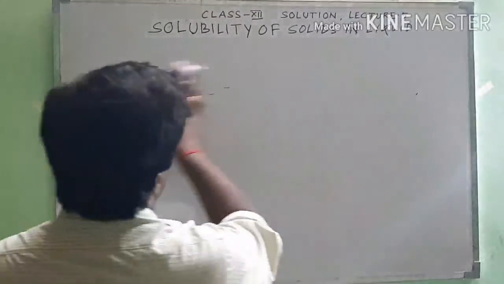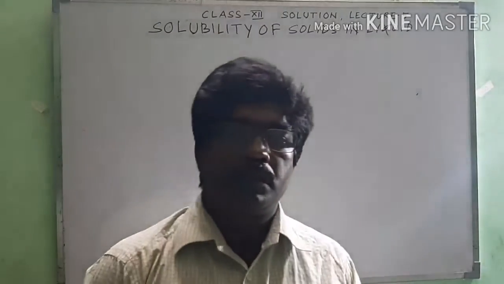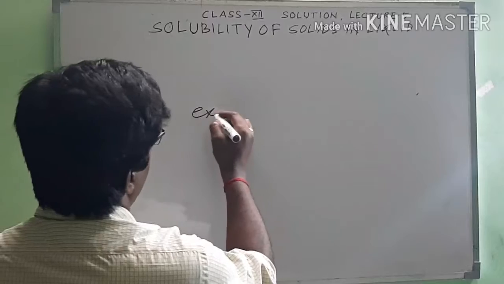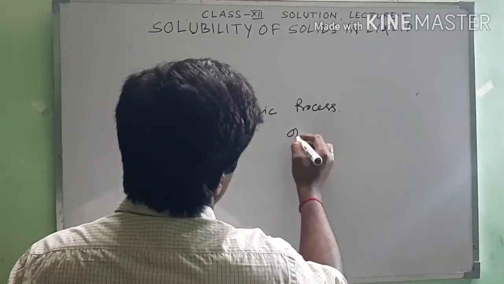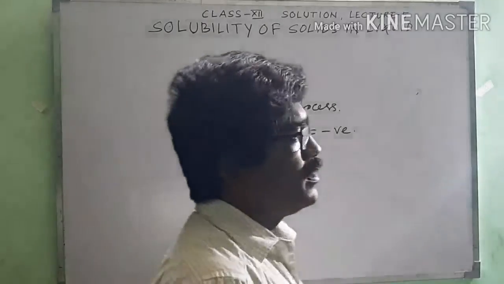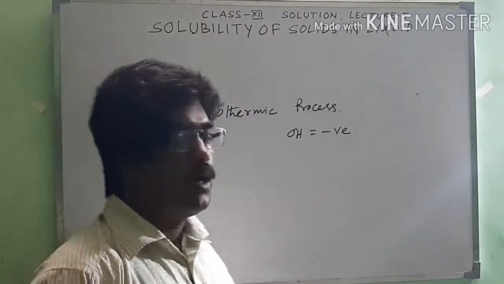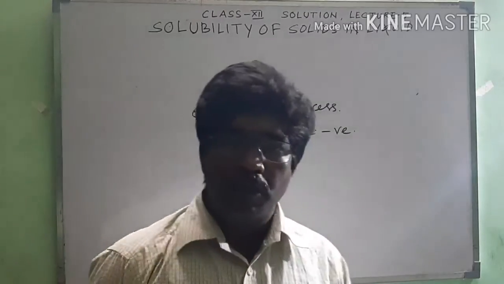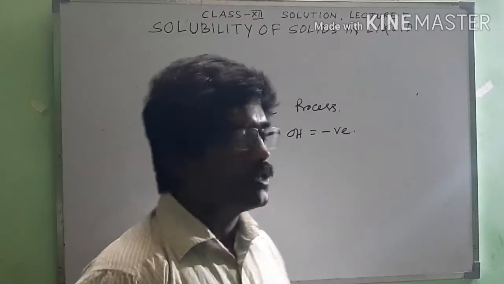If heat is evolved, then the process is called exothermic process. Del H is negative. If the dissolution process is exothermic, that is del H is negative, then the solubility decreases with increase in temperature.